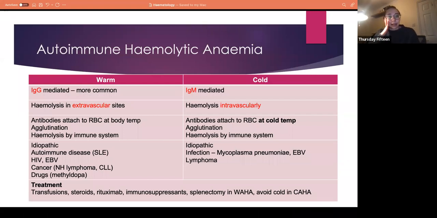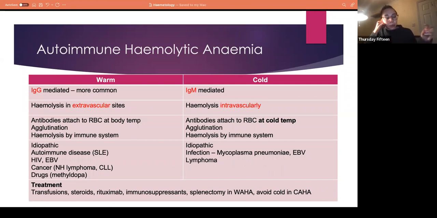Autoimmune hemolytic anemia can be in two types, warm or cold. Warm autoimmune hemolytic anemia is more common, and it's mediated by IgG, and cold autoimmune hemolytic anemia is IgM mediated. So hemolysis in warm occurs in extravascular sites, like in your spleen, and intravascularly in cold, so it happens in the blood vessel in cold.